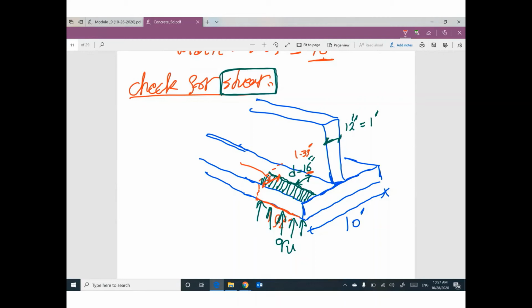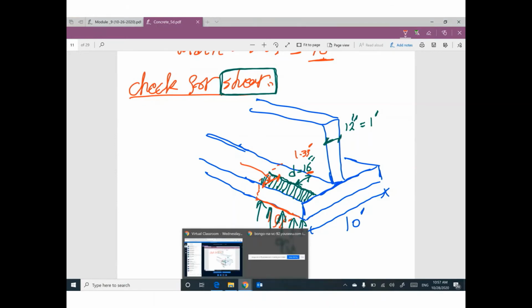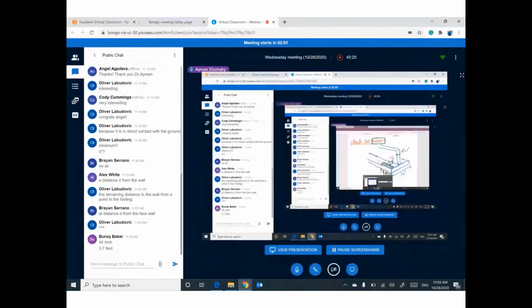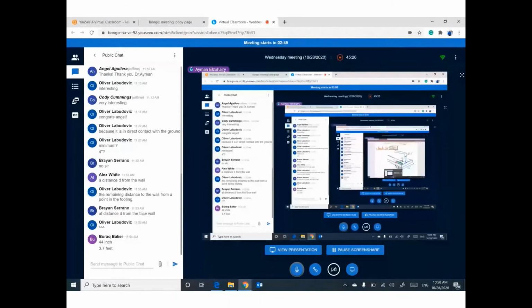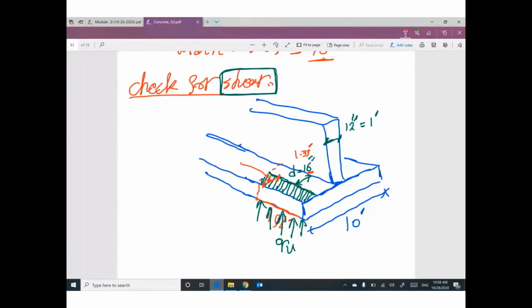I got an answer. Can you give me your answer? No, no, Brock. One more time. I'm looking because most of the students, and not only students, everybody did this wrongly, unfortunately. What is the remaining distance here? Be careful. I know the total width is 10 feet. I know the thickness here is 1 feet. I know the distance I left here is depth 1.33 feet. Can you tell me what is the remaining distance?